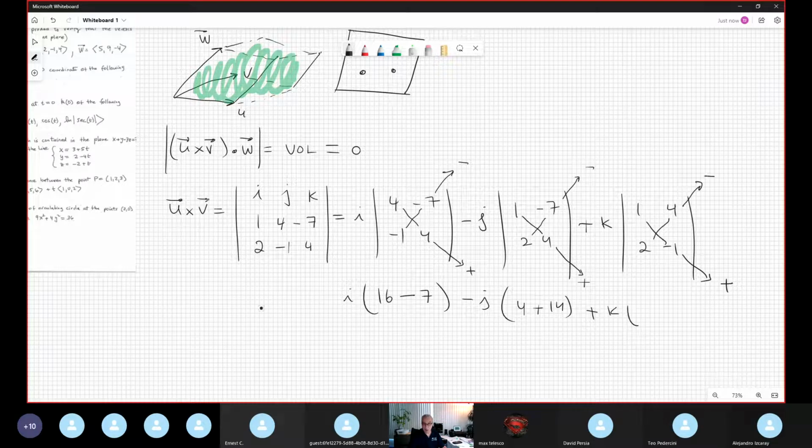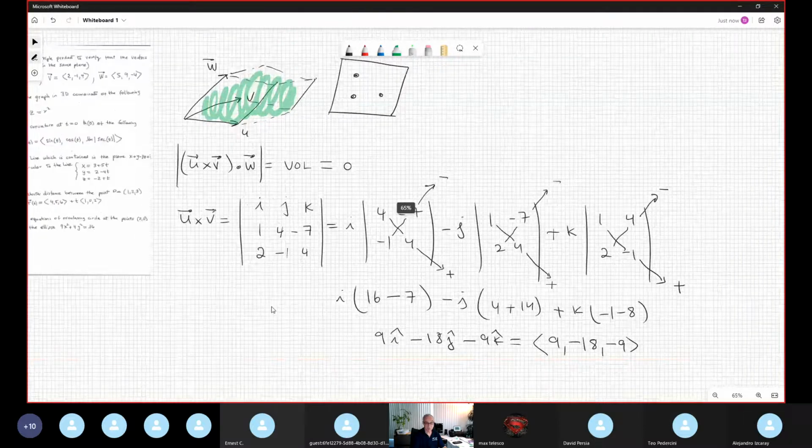Actually, then it's -1 minus 8. Okay, so we have 9i minus 18j minus 9k. The student can prefer that notation, 9, -18, -9. It's a vector. It's a vector because it's a cross product.